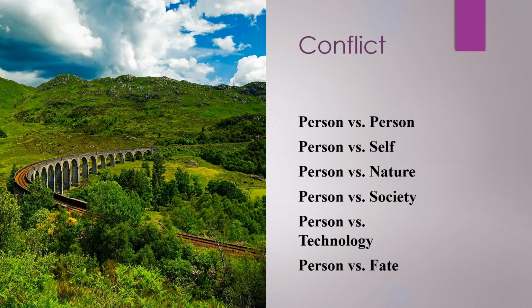And finally, we have person versus fate. This involves a character fighting against an outcome that has already been decided, such as an unavoidable tragedy or destiny. This is also a great example with Harry Potter. Is it his fate to die, or will he defeat Voldemort? That's something he struggles with all of the books.